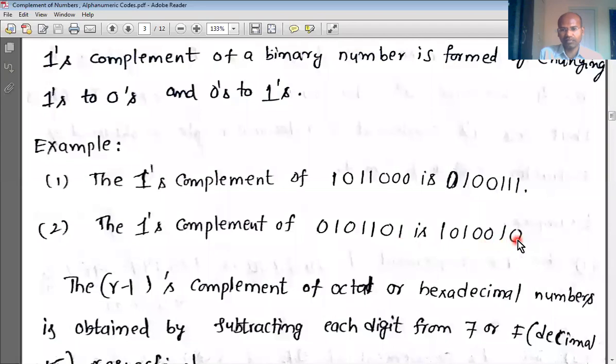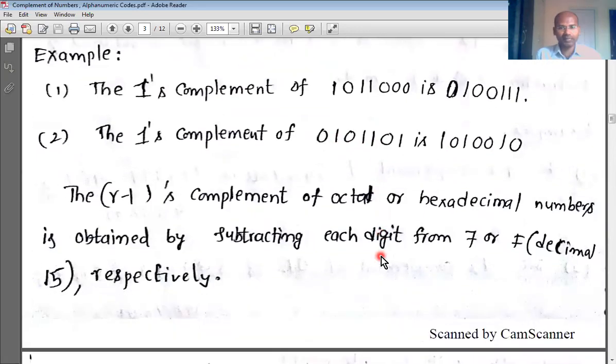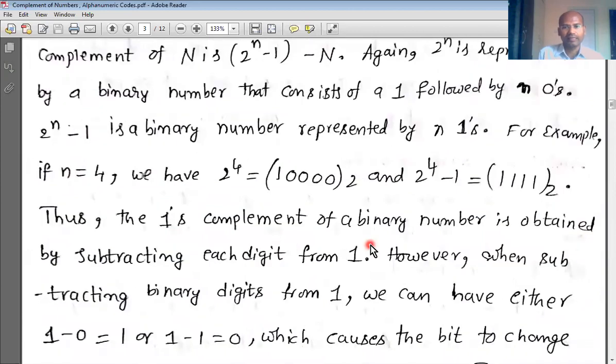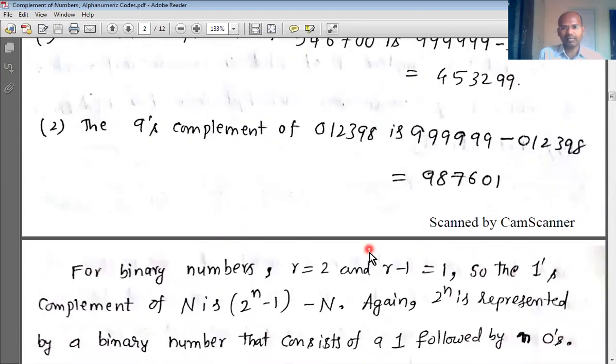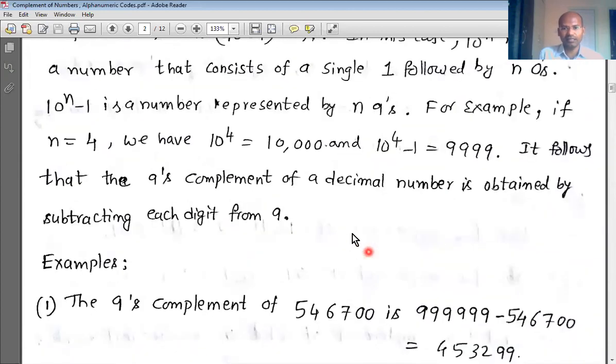What is the inverse of 1? 0. Otherwise, complement. One's complement is 0. So 0 1 1 0. Another one 0 0 1. This 1 becomes 0. This 0 becomes 1. So this result is the one's complement of this, right? One's complement of this. Now the same thing is given in general.